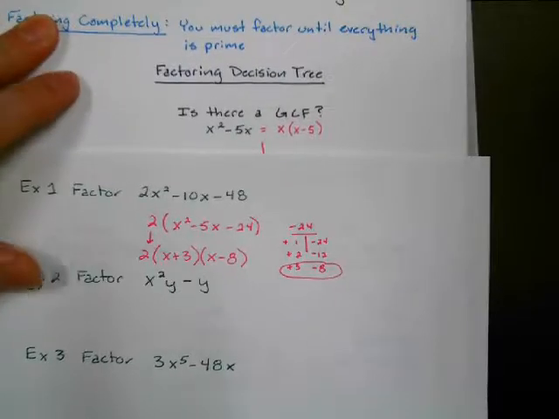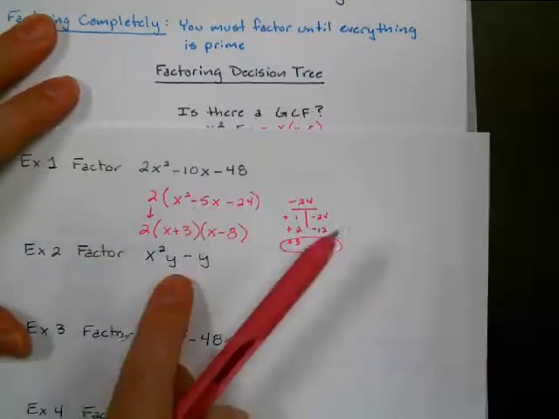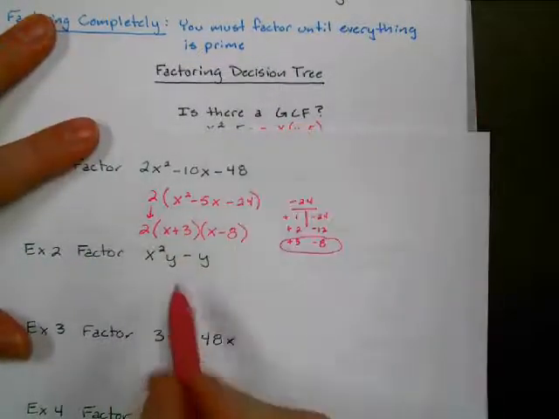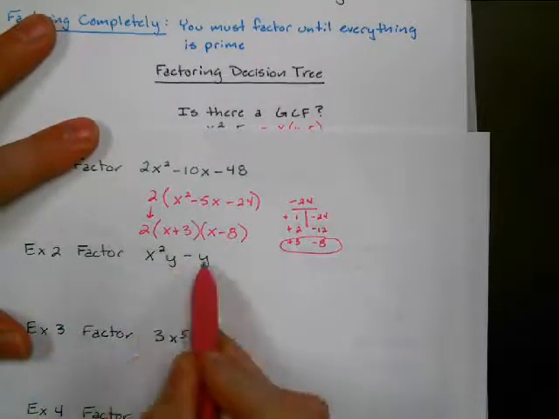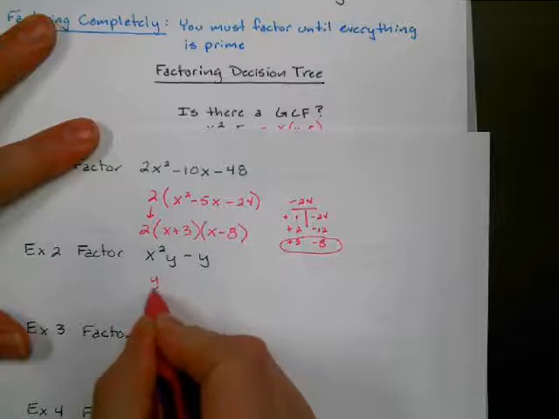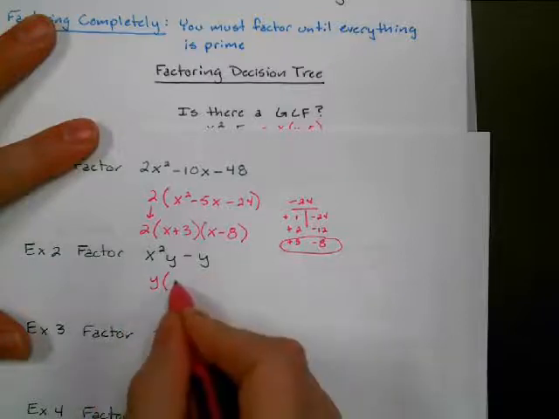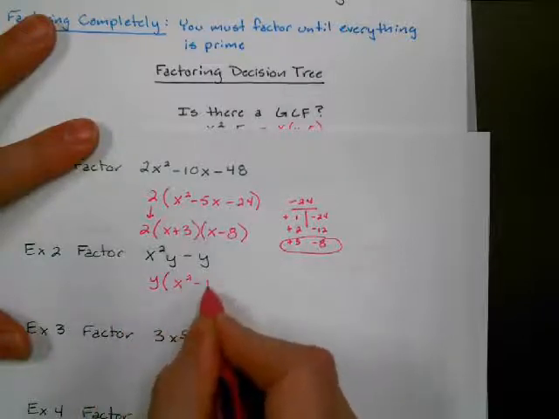Starting on number 2, is there a GCF? Yes, there is. I've got a y on both of these, so I'm going to factor out a y. What am I left with? I'm left with x squared minus 1. All right, what should I do next?